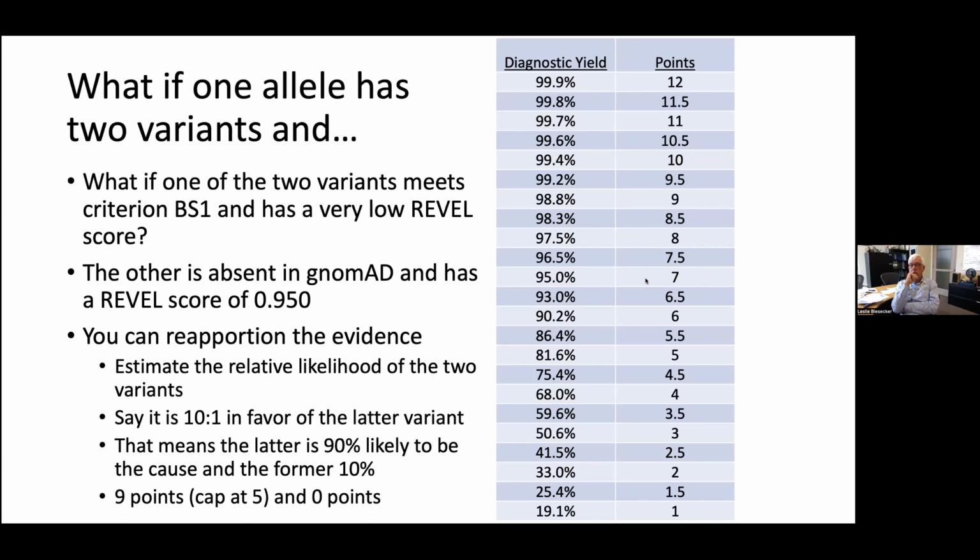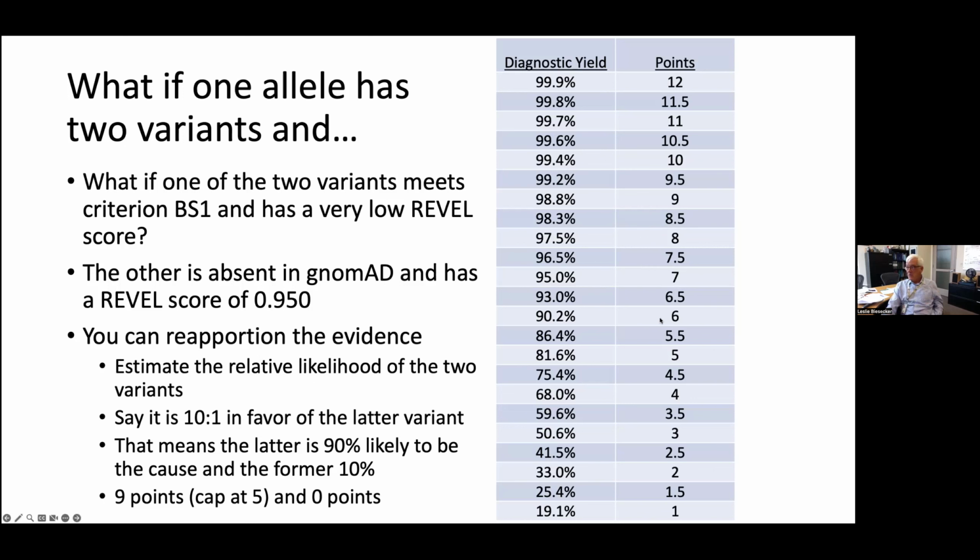But what you can then do in your head or on a piece of scratch paper is work out from that the relative likelihood of those two variants. Remember, this is one allele with two variants on it, and you're trying to decide which of the two variants on that CTNS allele is likely to be responsible for the phenotype, is likely to be pathogenic. I would estimate from this evidence that it's about 10-to-1 in favor of that latter variant. That means you can ballpark that and say it's about 90% likely that it's the second variant, and only about 10% likely that it's the first. And so the latter one is 90% likely.